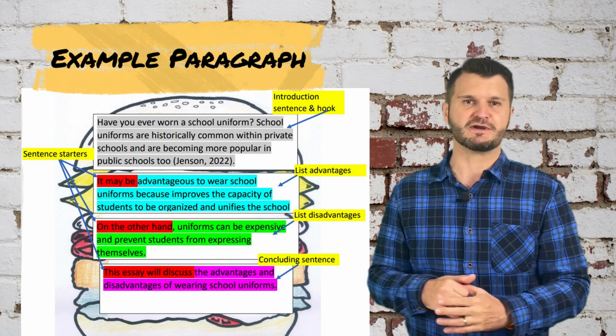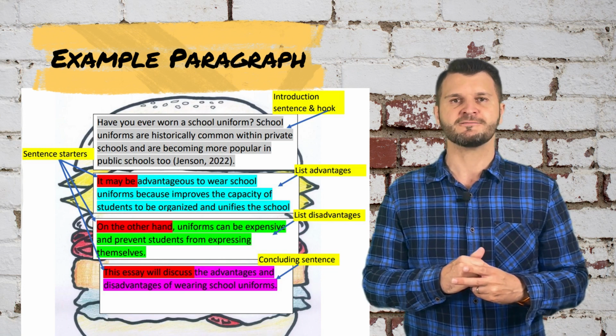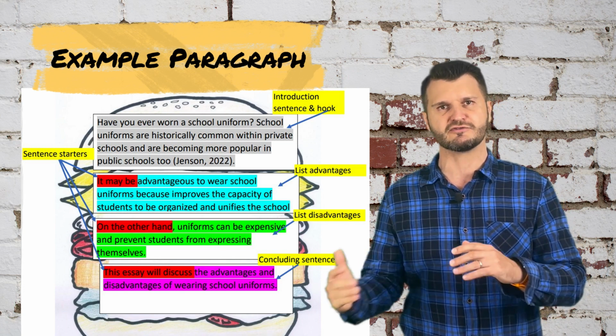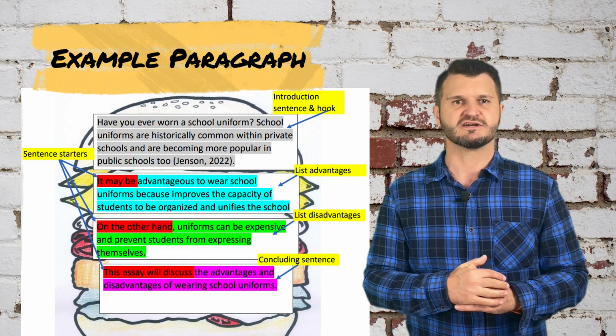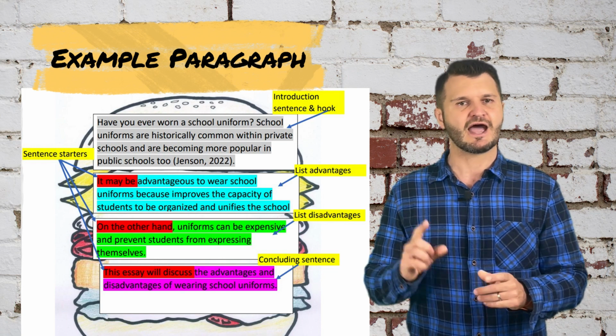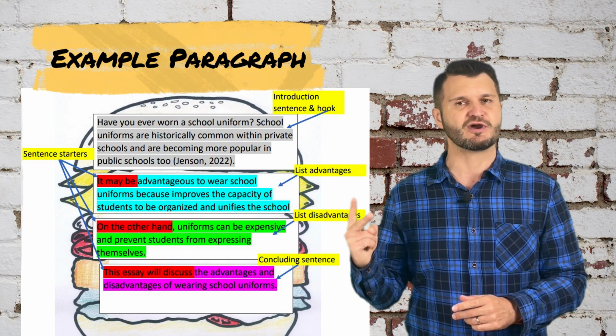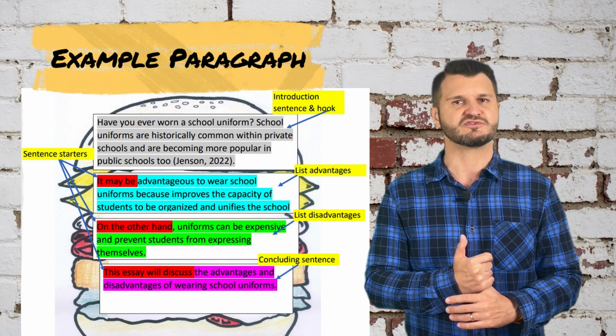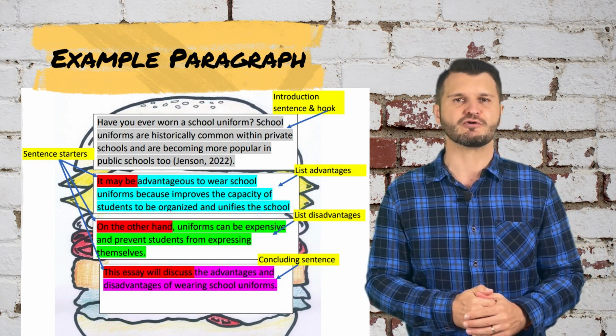Then the next little bit that we've highlighted in green lists and introduces the disadvantages we're going to talk about in the body of our essay. So it says, on the other hand, uniforms can be expensive and prevent students from expressing themselves. So that's two disadvantages of uniforms. So we're discussing the pros and cons.